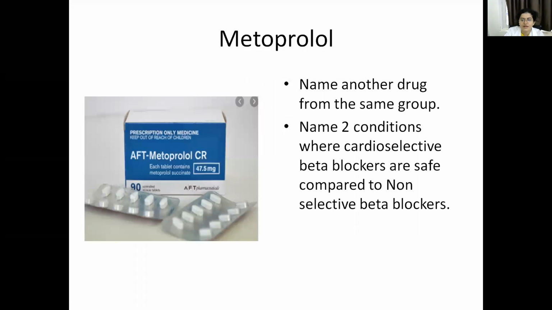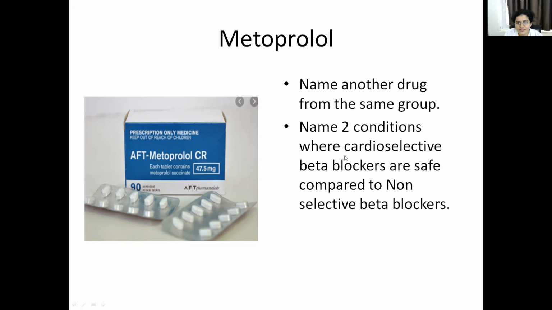Then metoprolol is a cardioselective beta blocker, that is beta 1. Mention another drug from the same group. What are the other cardioselective beta blockers you have to remember? I wrote here metoprolol; others can be atenolol, acebutolol, betaxolol, celiprolol, esmolol, nebivolol. These are the other cardioselective beta blockers you have to remember.